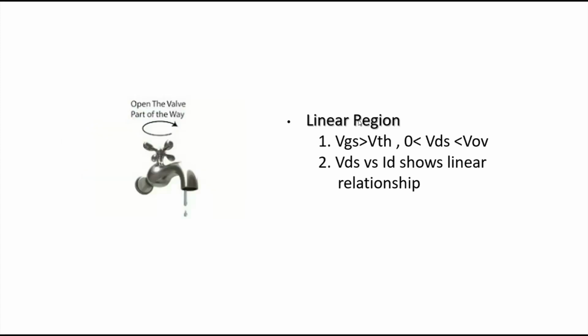The second region of operation is linear region or triode region. Here, the voltage at the gate side is greater than the threshold voltage, so there is an inversion layer or a channel for drain current, so the drain current is directly proportional to VDS. In the water analogy, while opening the valve, water flow also increases in a linear relation. But there is one more condition that should be satisfied: VDS should be positive and less than the overdrive voltage.